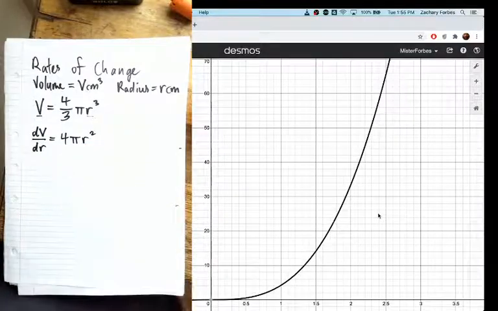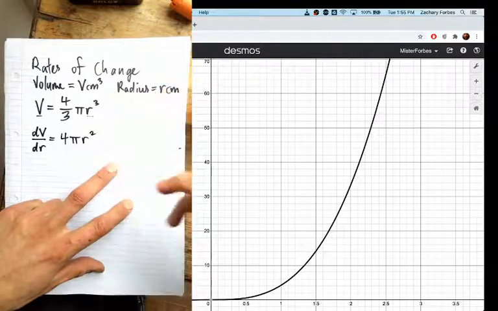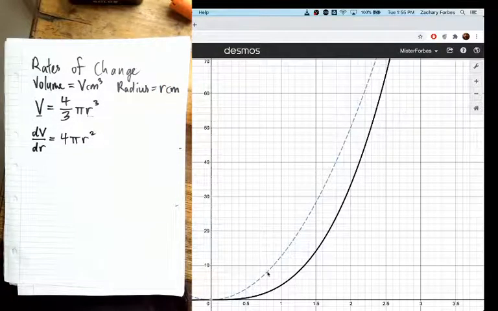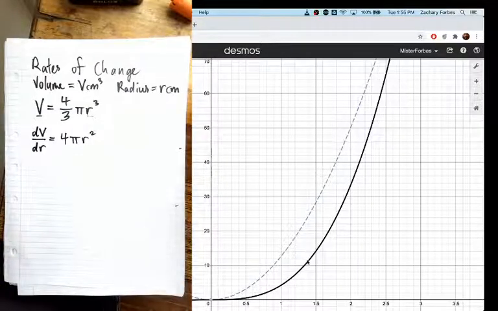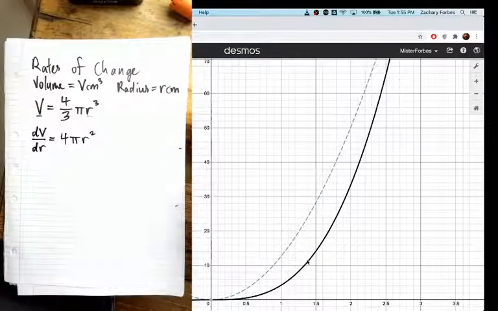I'm going to show you a picture of that. This blue dotted line is the derivative going up here. That's how fast the volume of the orange is growing in relation to the size of its radius. So let's have a look at our orange. How fast is the volume of this orange growing when its radius is 2 centimeters?